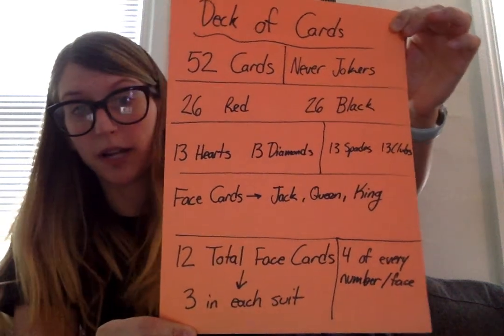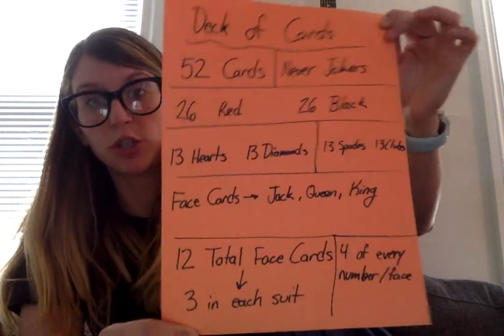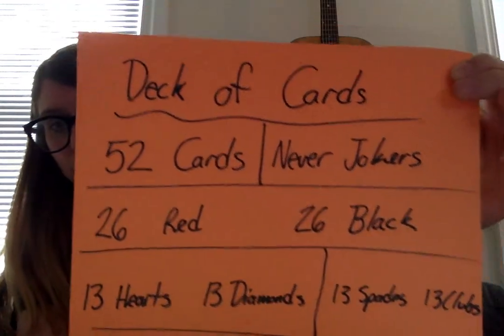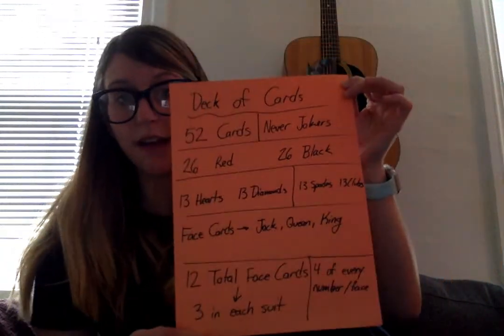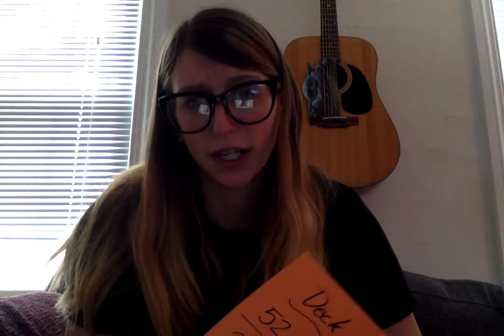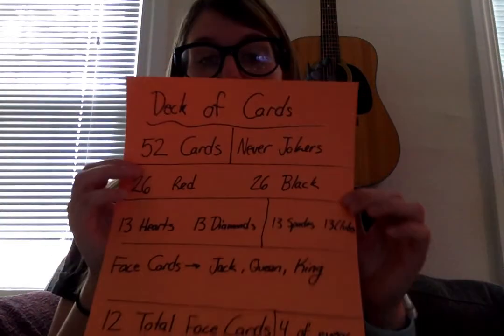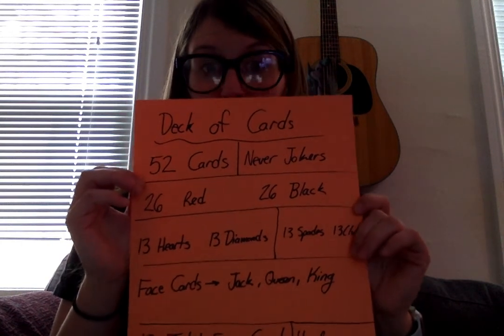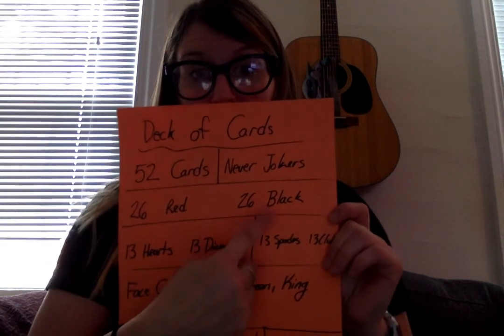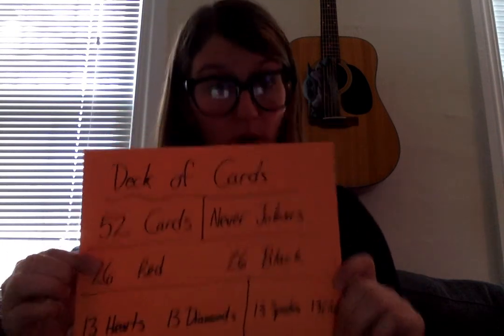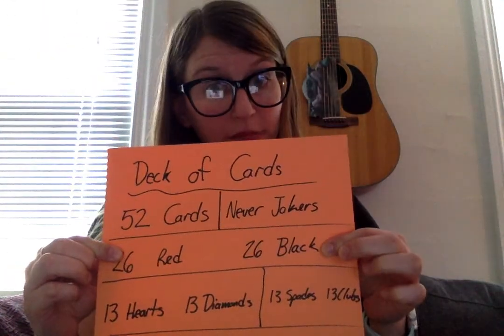So you probably paused by now if you need to. So things you need to know. There are 52 cards in a deck of cards. Never include jokers. Jokers just aren't part of adult card games. You're not going to play blackjack and get a joker and win. That doesn't happen, so we never include jokers. So there's 52 cards total. 26 of them are red and 26 of them are black. That means half are red and half are black.